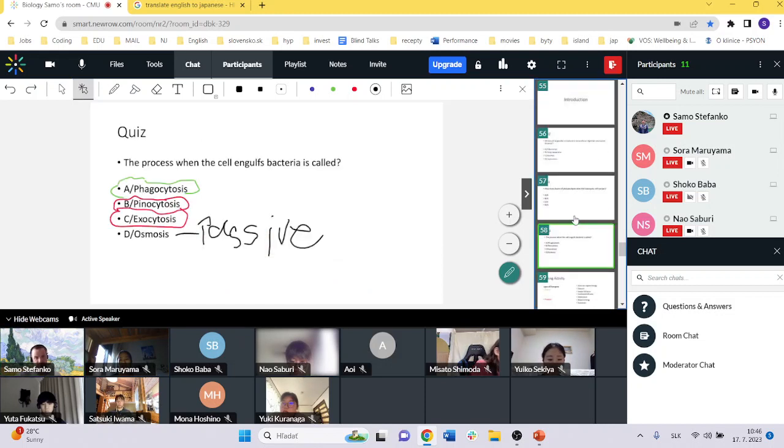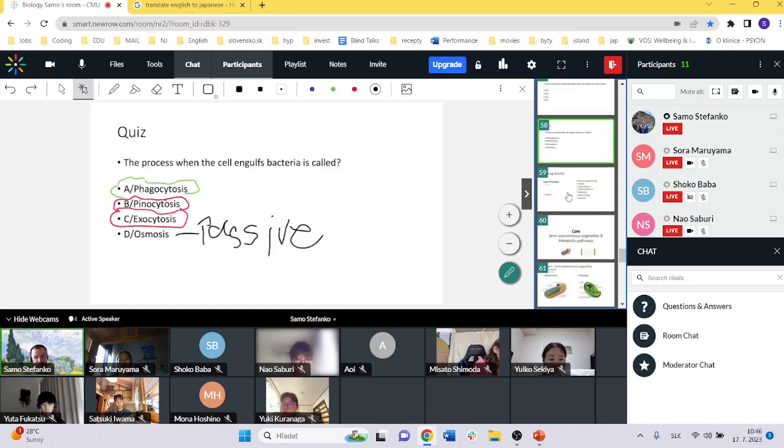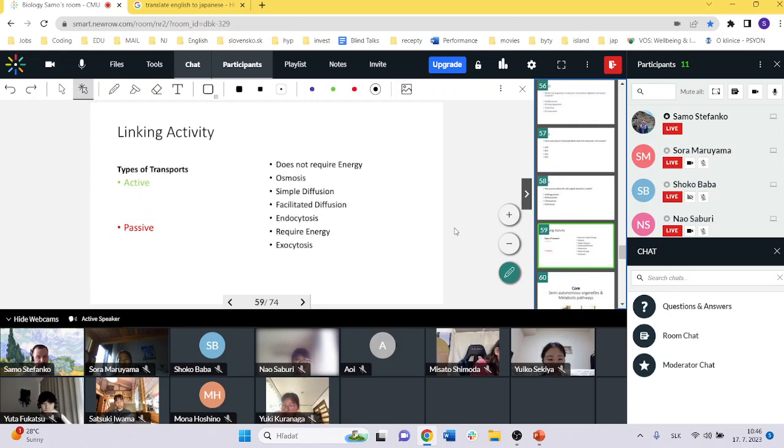Okay, and that brings us to the last activity. Let's have 2 minutes for this activity. Your task is to connect the points with the respective group of types of transports. Let's have 2 minutes for that individually.